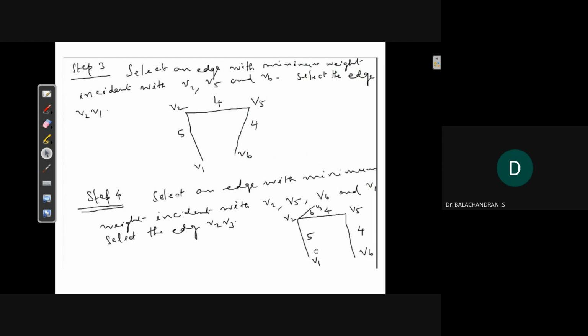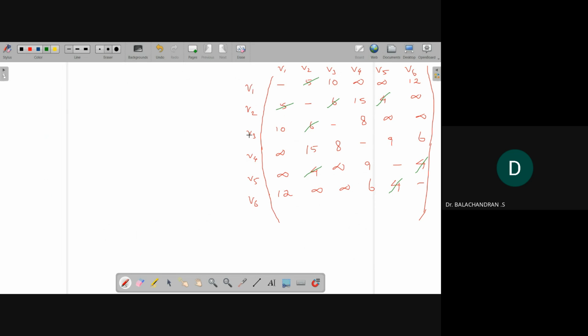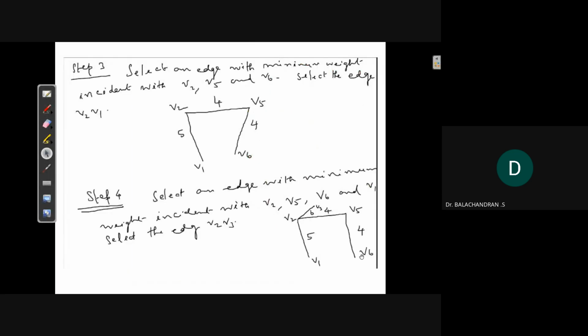V1, V2, V3, V4, not V4, V5, V6, except V4, remaining everything is here. Okay, except V4. So V1, V2, V3, V5, V6. I think again, I think 6 is the minimum. Okay, you can check it. So either you can choose what? Except the row V4. Okay, V1, V2, V3, V5, V6. 6 is minimum, that is what? V6, V4. So V6, V4, yes, we can choose because it will not form a cycle.